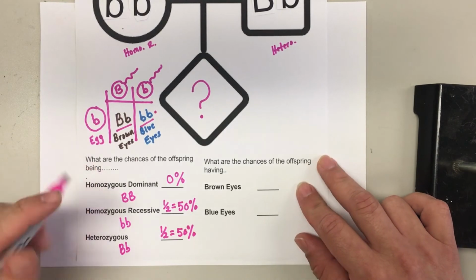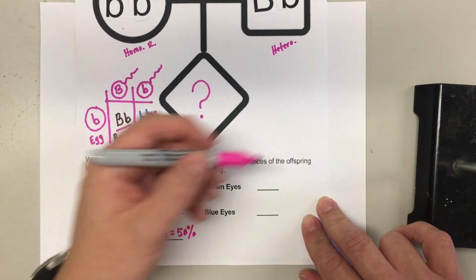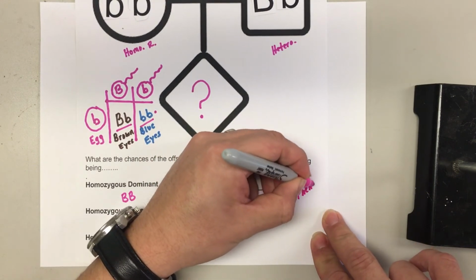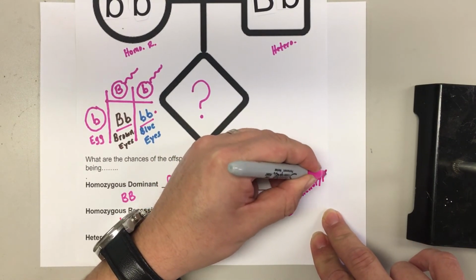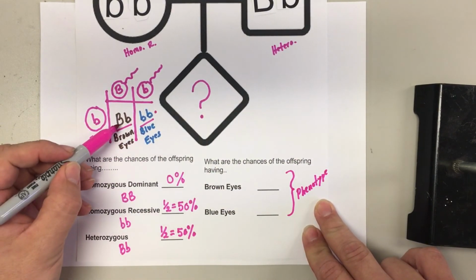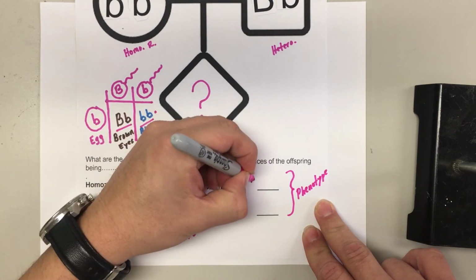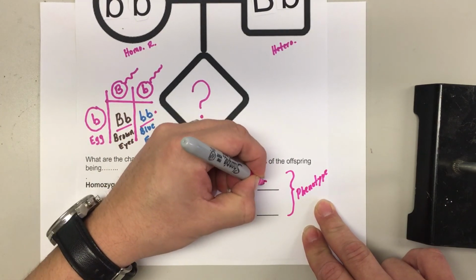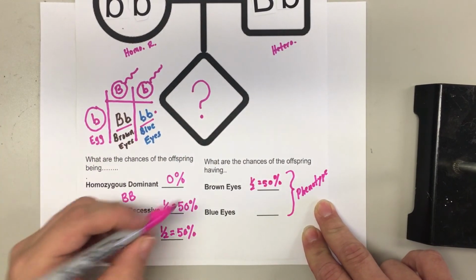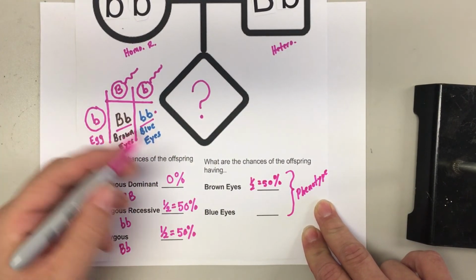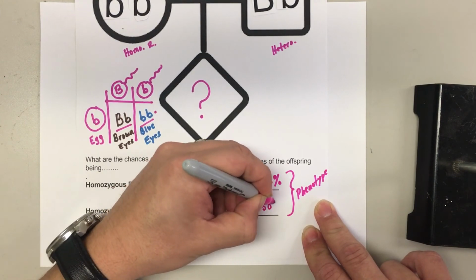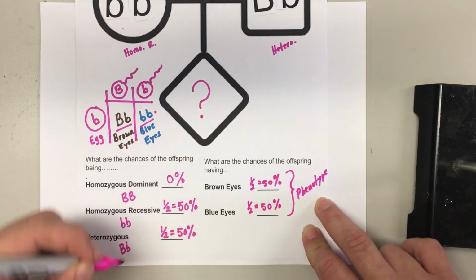Now when we look at the phenotypes, remember, these are phenotypes. These are physical appearances. Brown eyes, 1 of 2, or 50% chance that the kid will be born with brown eyes. And there's a 50% chance, 1 of 2, that the kid will be born with blue eyes.